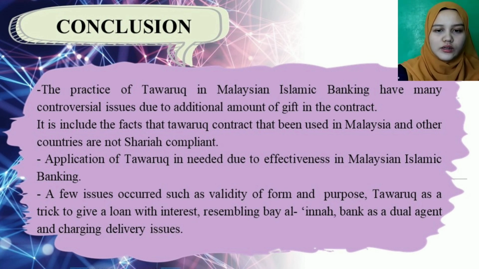What becomes an issue regarding the bank as a dual agent is the bank taking advantage of the client itself, wherein the bank earns more money from the client. Lastly, the issue that happens in Malaysia is that the bank charges delivery fees for commodities and does not include any contract at first.